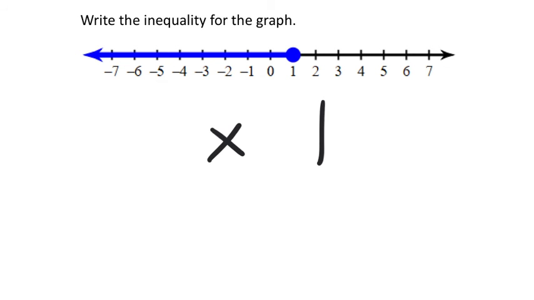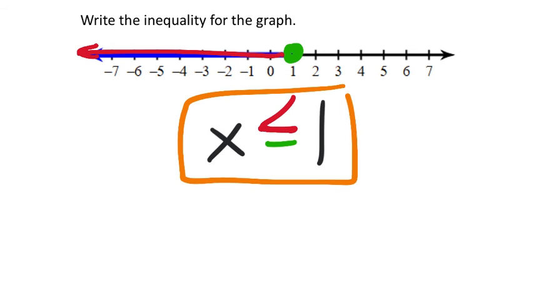Okay, so all I've got to do, now that I know I'm comparing x with 1, is put the inequality in between. Well, the first thing I notice on this one is that it is a closed circle, which means that x could equal 1. That would be fine. But then I look and I see that this line is going to the left. Since it goes to the left, the inequality should not eat the x, meaning I should have a less than symbol between the x and 1. That is all.